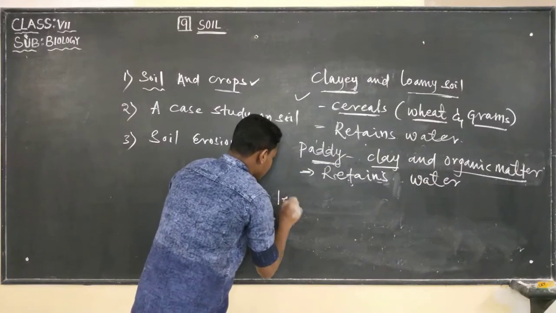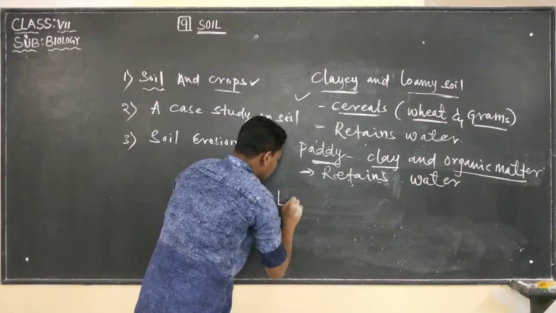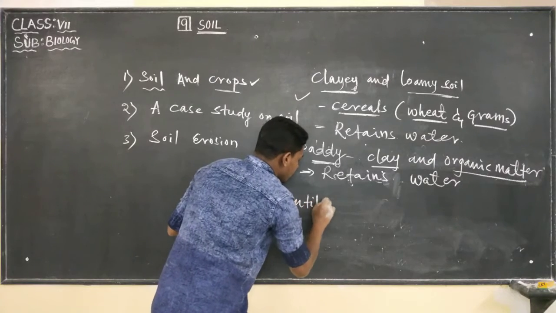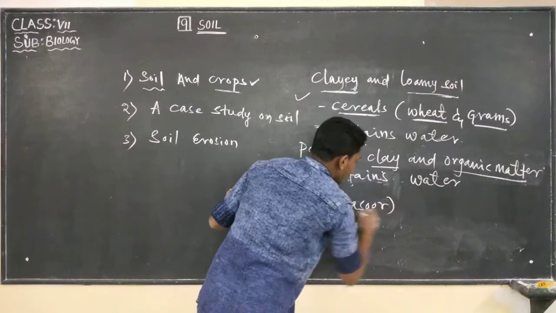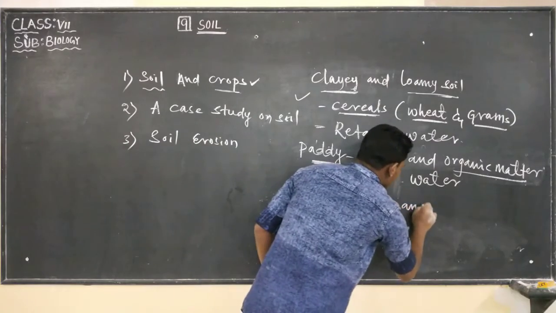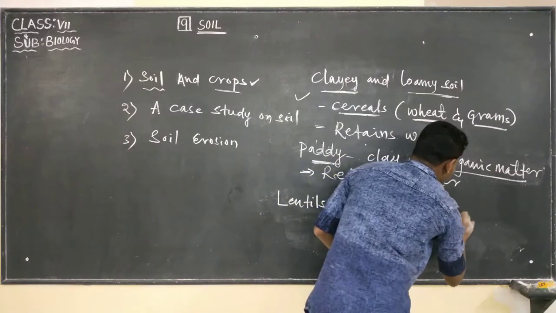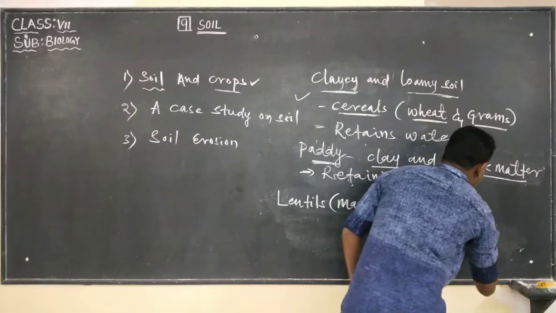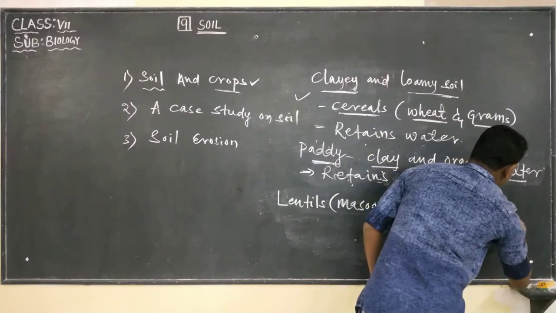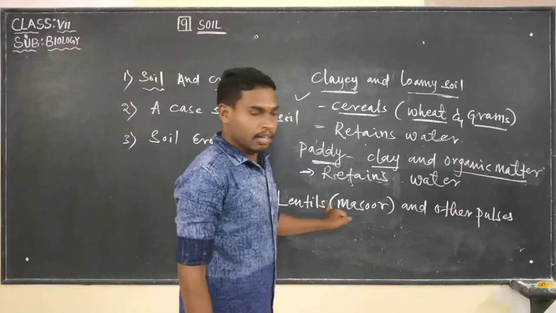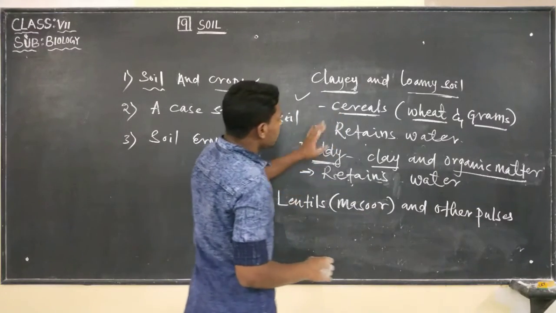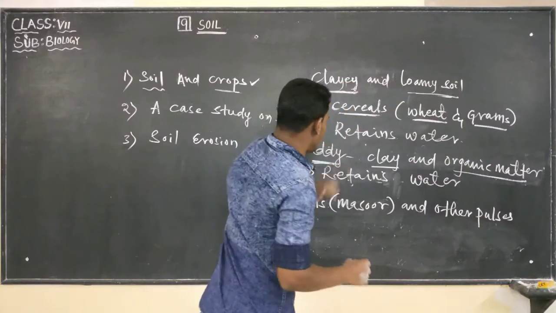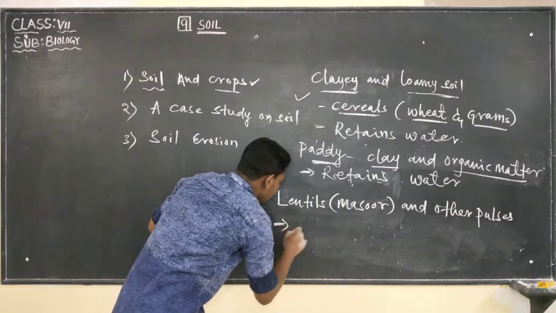Next, let's look at lentils. Lentils are also known as masoor. Lentils and other pulses grow best in soils like loamy soil.